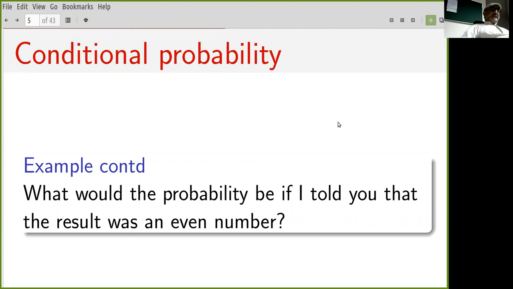Okay, so what probability would you assign to the event that you rolled a 4, given that I guarantee you that you rolled an even number? What's the probability of A given that B has occurred? What number should you give to that? Well, it shouldn't be the same number, right? It shouldn't be the same probability.